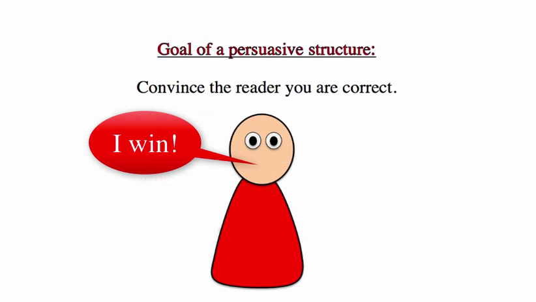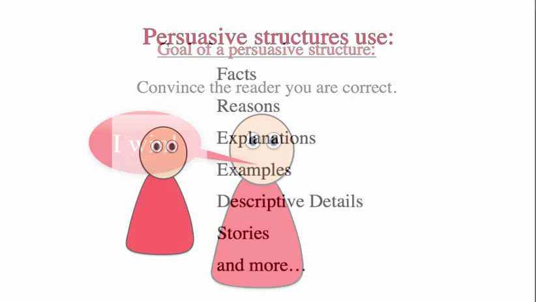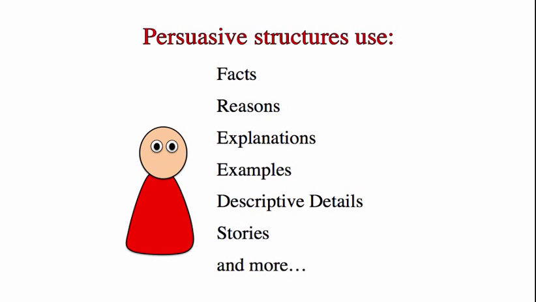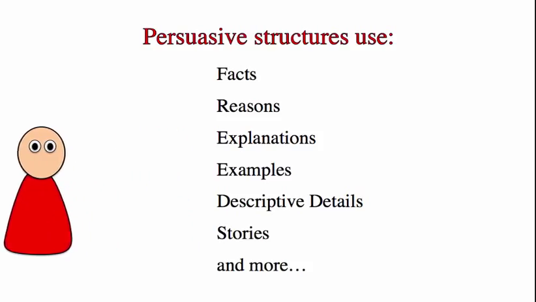The goal of persuasive writing is to get the reader to think critically and to agree with your opinion. When we persuade someone, we use facts, reasons, explanations, examples, descriptive details, stories, and more. It is not sufficient to present information. The writing should push the reader in one direction.